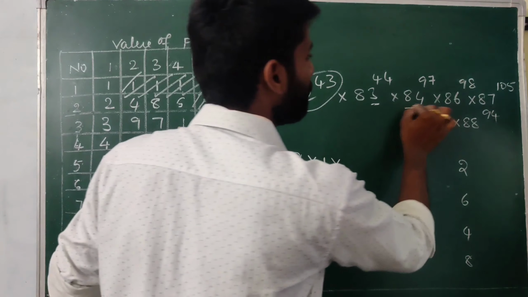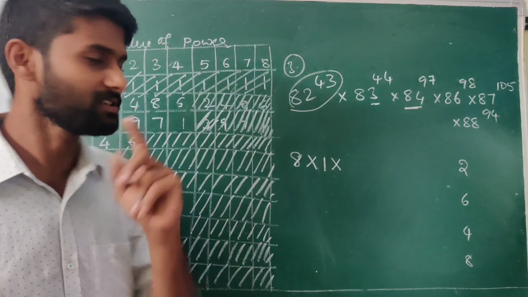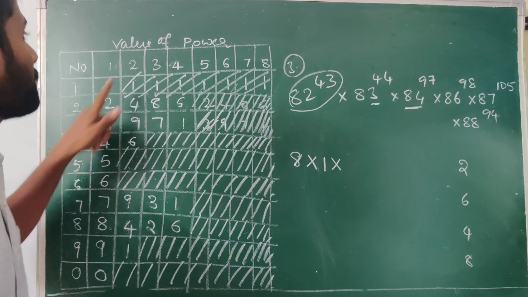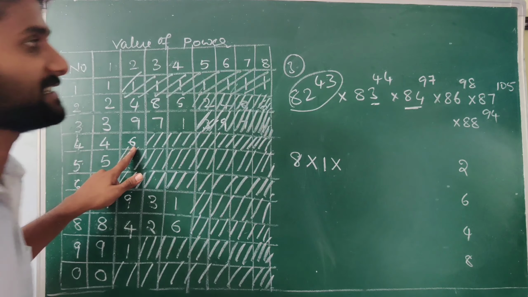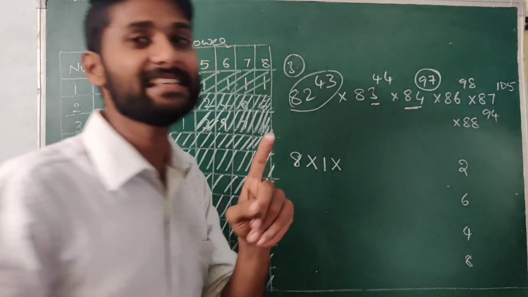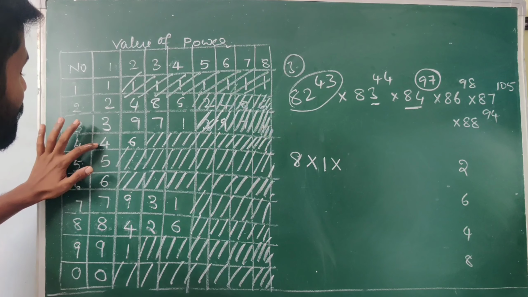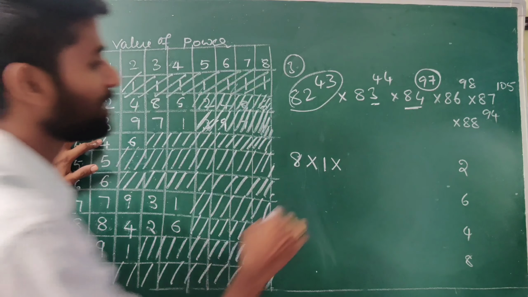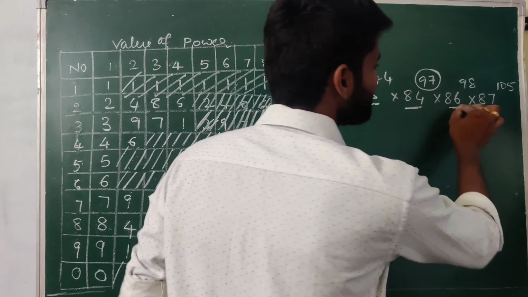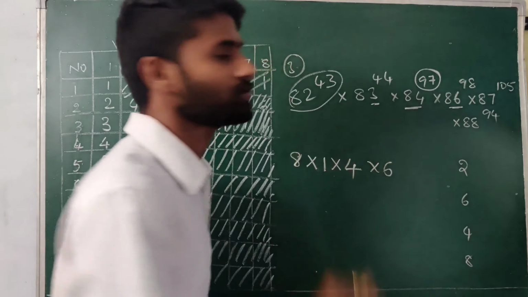Next, 84. We know that 84 means 4th power cyclic with 2 repeated values. Just focus: 4 power odd gives 4 as the units place. 4 power even gives 6 as the units place. See, 4 power 97, definitely 97 is an odd number. If 97 is an odd number, the units place is 4 only. Next number, 86. 6 power anything, the units place is always 6 only.